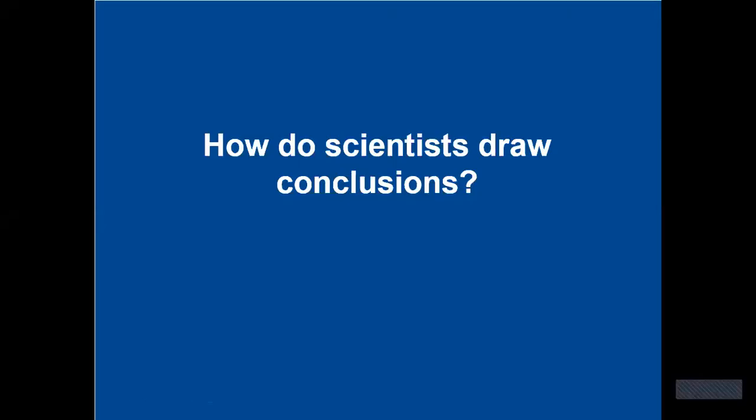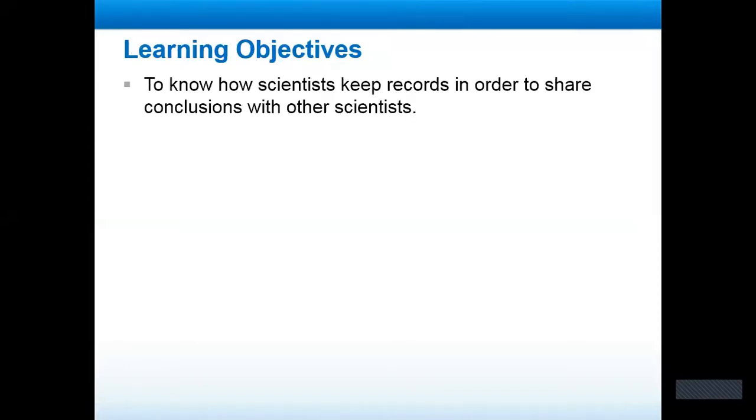How are you today? Let's complete our lesson. How do scientists draw conclusions? Today is Monday, 13 April 2020. All of you open your books, Interactive Science, and open pages 325, 326, and write the date. Learning objectives: to know how scientists keep records in order to share conclusions.